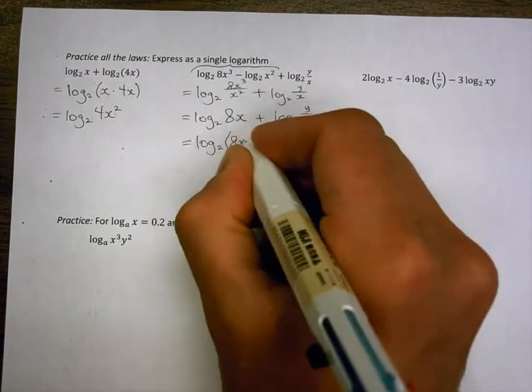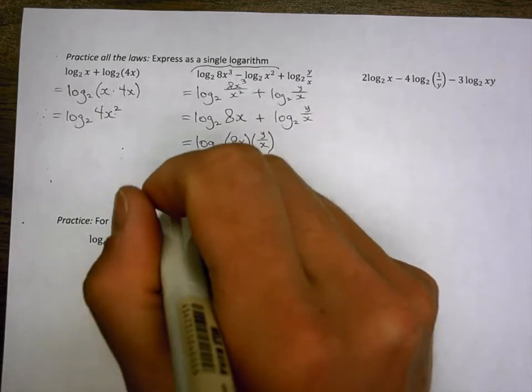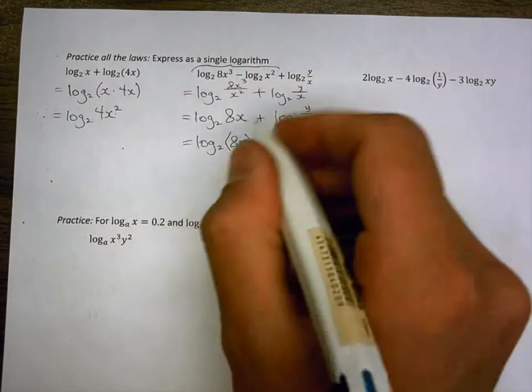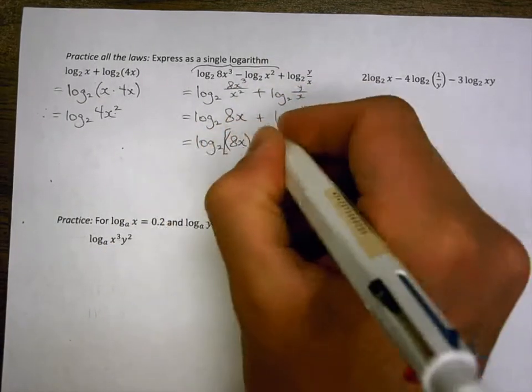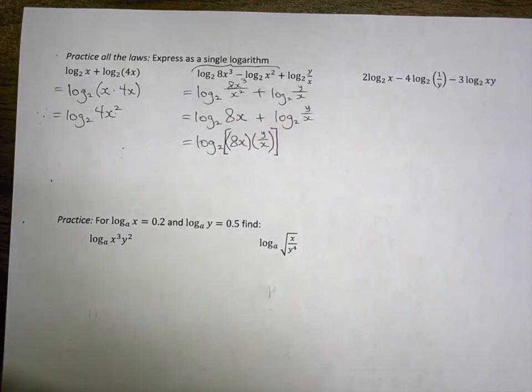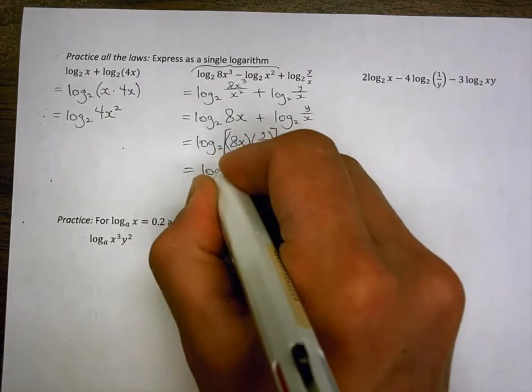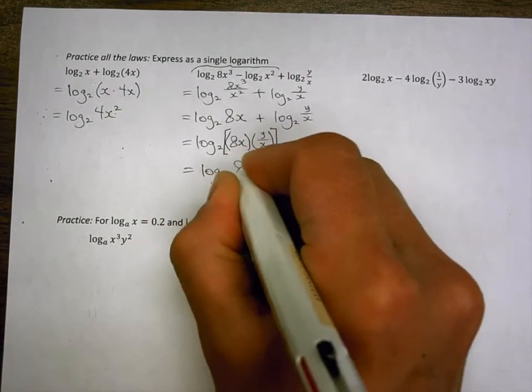8x and y over x. Now, again, this is implied that this is the argument. It's getting a little confusing though. I'm just going to put a square bracket there to show me that this is all inside the argument. When I do this multiplication, the x's cancel out, so I'm left with log base 2 of 8 and y.